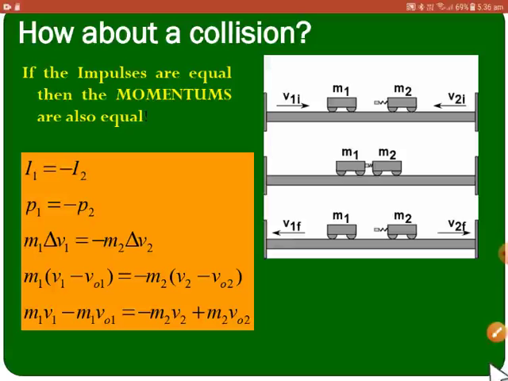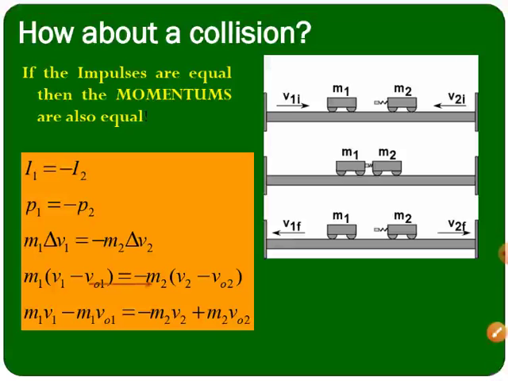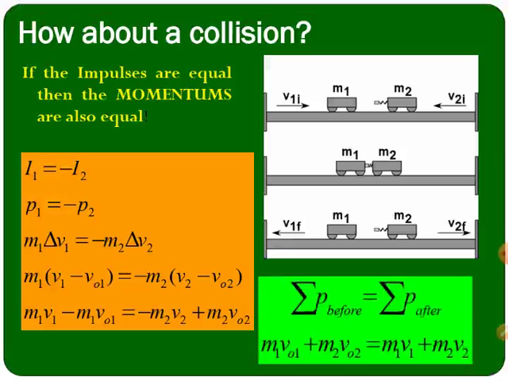Now let's see. That is what we are having. This is summation, meaning total momentum. P represents momentum. Total momentum before collision is equal to total momentum after collision. That is what we have just done.